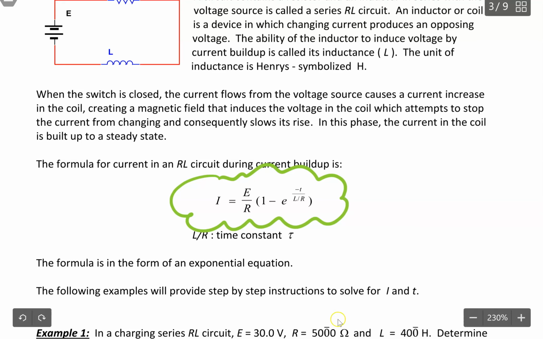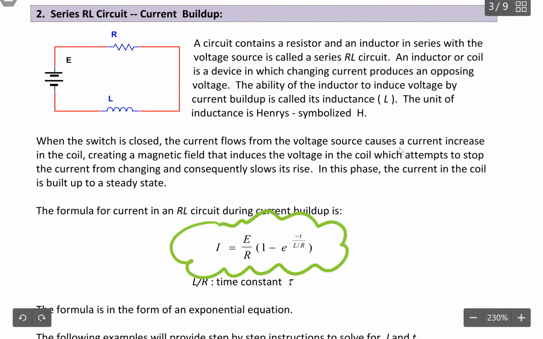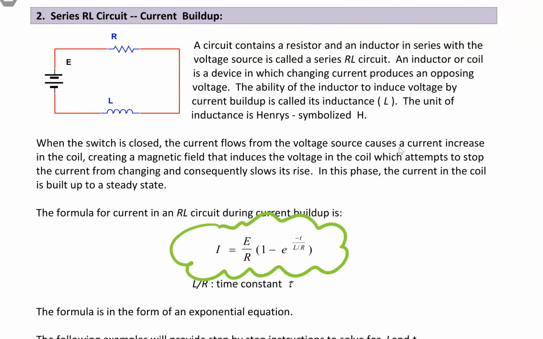So you see right here you have I as the current, E as the total voltage source, R is the value for your resistor, and 1 minus e is the irrational number e, we know about that, and t is time, L is the inductance, and R is the resistance. So it involves all the components that we are discussing in this series RL circuit.